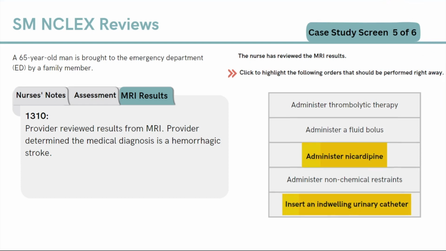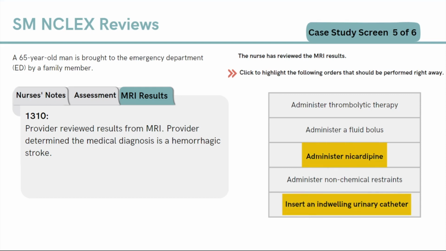Our priority orders to implement at this time would be administering nicardipine and inserting an indwelling catheter for our client. We would want to give that nicardipine, which is a calcium channel blocker, and this is used to control blood pressure, which we need to do. This client will require frequent blood pressure monitoring. High blood pressure can cause more damage to the brain that is already injured and make this bleed worse.